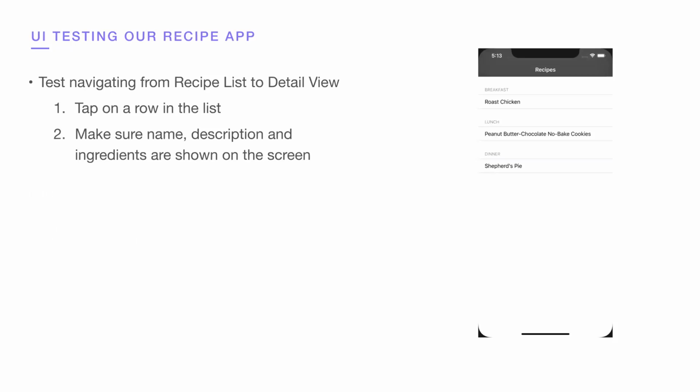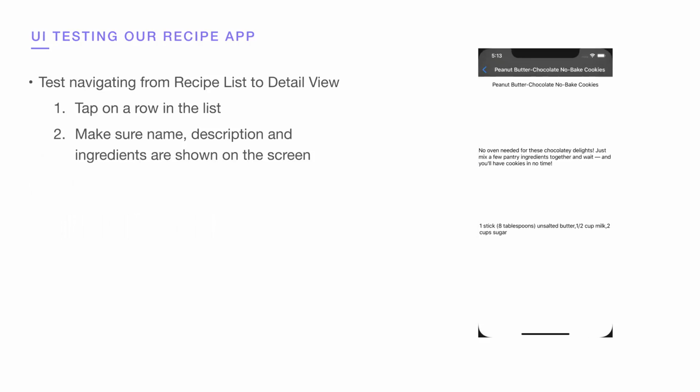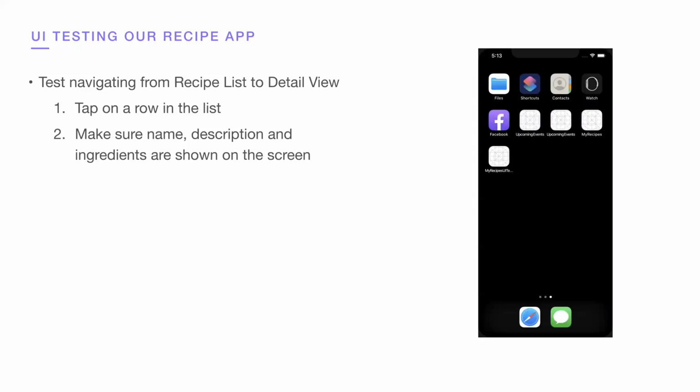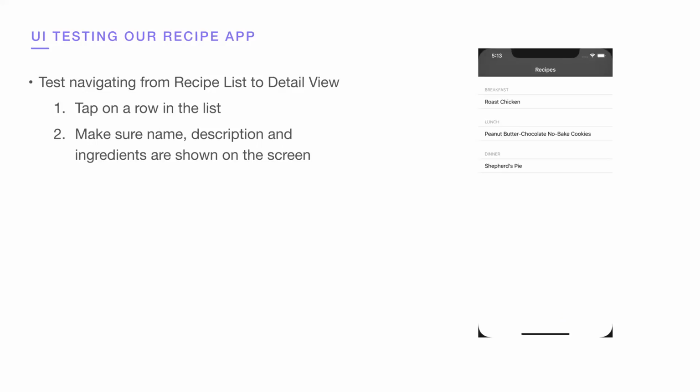So for this example, we're going to go ahead and write a UI test. This test will launch our app. It will tap on a row in our recipe list, and it will verify that all the elements are visible in the detailed view controller. So you can see on the video on the right that's what the simulator is going to do. It's going to pop up our app, tap on the second row, and then load up the detail view controller for the correct recipe.